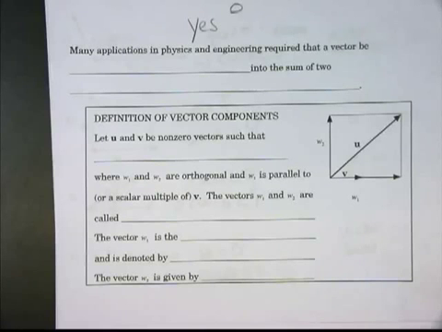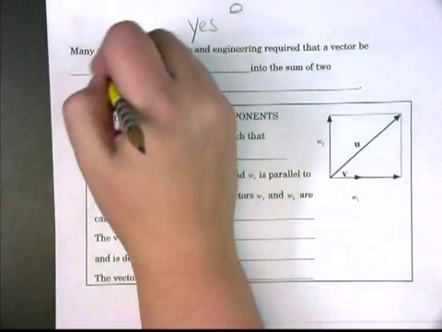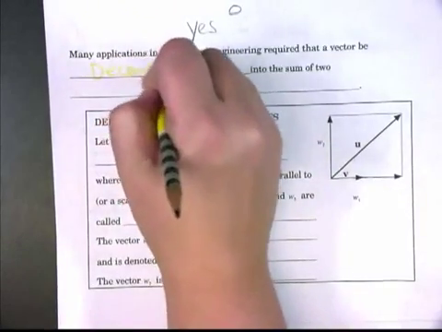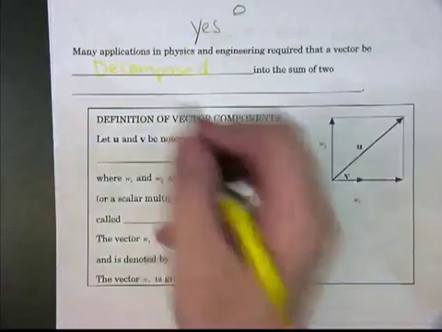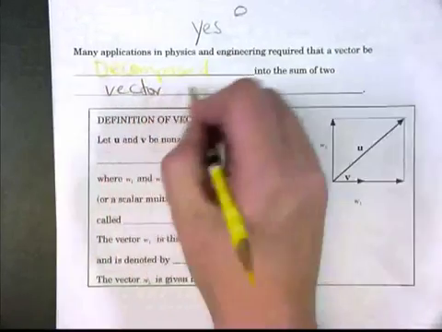All right, here we have the second part of 6.4. Many applications in physics and engineering require that a vector be decomposed into the sum of two vector components.